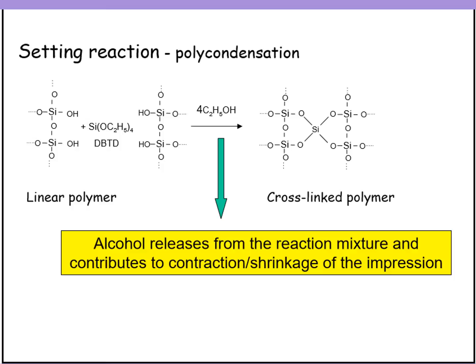From here you can see the setting reaction of the condensation cured silicones. You have the linear polymer and the cross-linking that is achieved by the tetraethyl silicate. The alcohol that is released from this reaction contributes to the contraction and shrinkage of this impression.